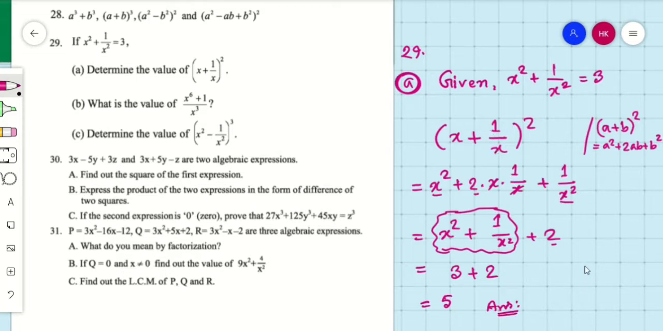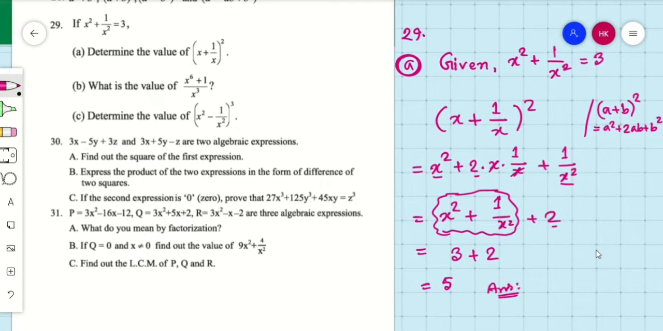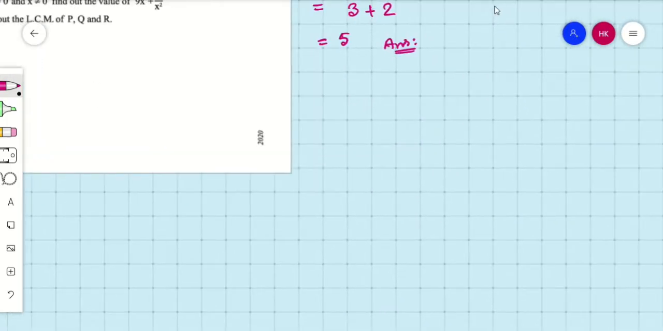Now we move on to our next question, question number B. Question number B says, what is the value of x to the power 6 plus 1 divided by x cube? The question asks to find the value of x to the power 6 plus 1 divided by x cube. But at first we have to write given x square plus 1 by x square as 3.